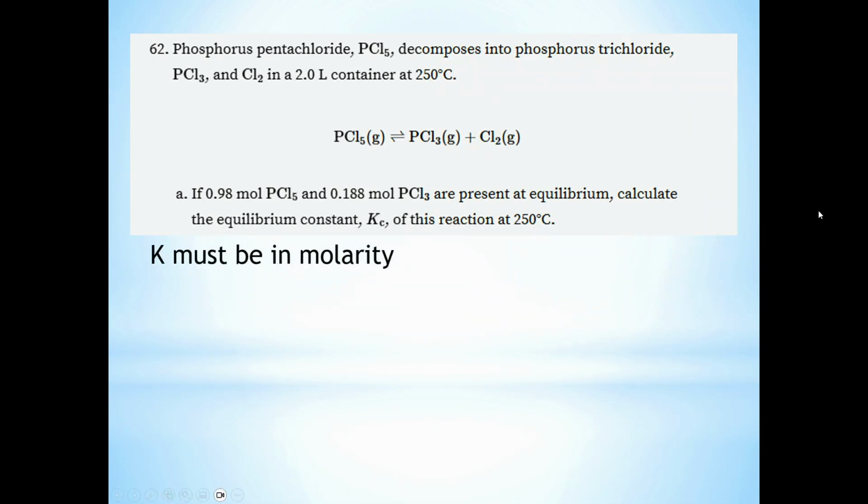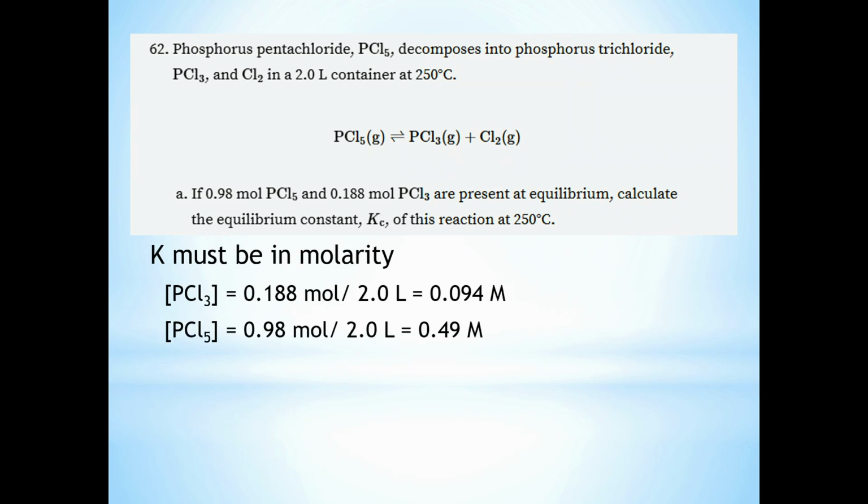Just like rate constants, equilibrium constants depend on molarity. This is giving me moles, not molarity. So the first thing I have to do is convert those moles to molarity. It's just moles divided by liters. If this was in a 1 liter container, then the molarity would be the moles, but it's in a 2 liter container. So the molarity of PCl3 is 0.188 divided by 2 liters, or 0.094. The concentration of PCl5 is 0.98 divided by 2, or 0.49.